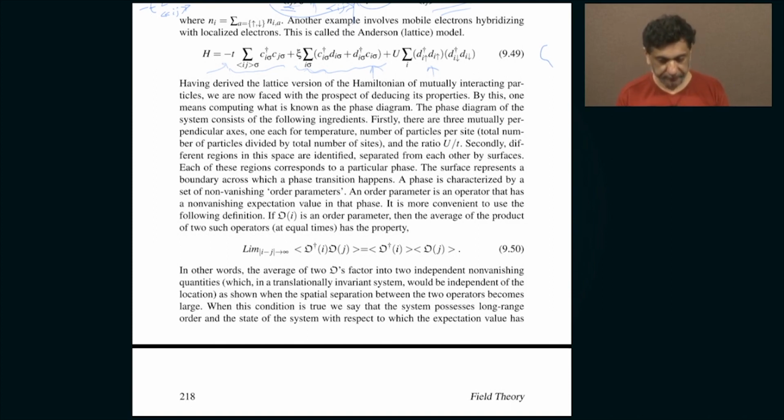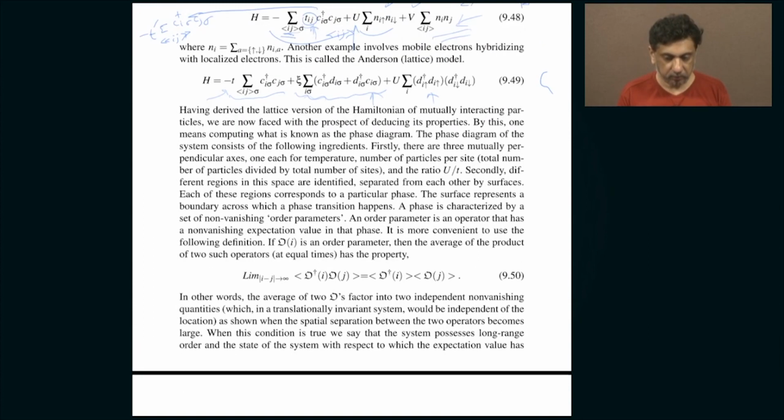So, I am just going to read off this paragraph, which is reasonably well written. It says, having derived the lattice version of the Hamiltonian of mutually interacting particles, we are now faced with the prospect of deducing its properties. By this one means computing what is known as the phase diagram. The phase diagram of the system consists of the following ingredients.